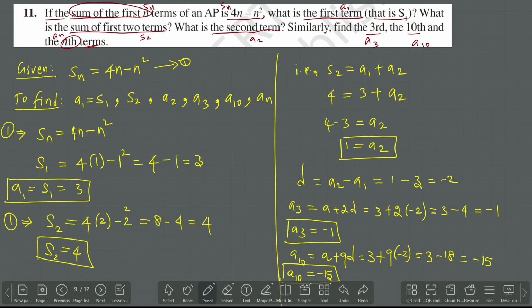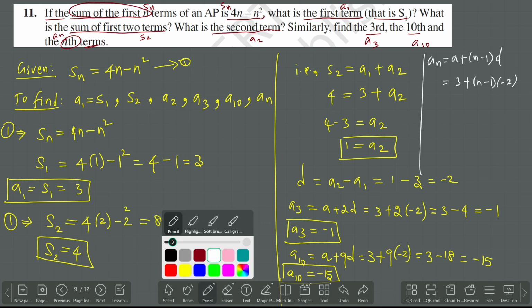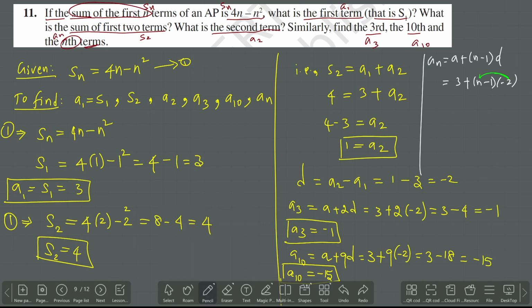Next, what do I want to find? An, right? An means, what is the formula? A plus n minus 1 into d. A value I know is 3 plus n minus 1. They ask for the general form, so don't apply an n value. D value is minus 2. I multiply minus 2 inside: minus 2 into n, minus 2 into minus 1. So what am I getting? 3 minus 2n plus 2. So 2 plus 3 is 5, minus 2n equals An. That's it. We got all of those.